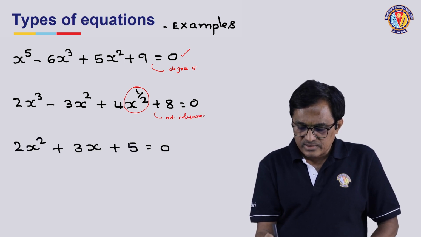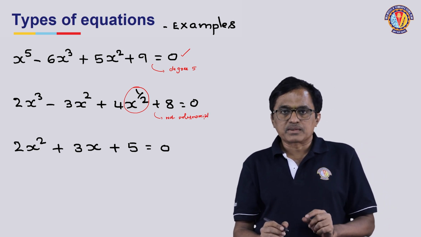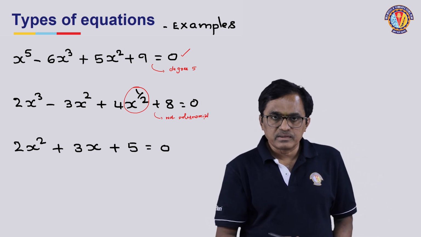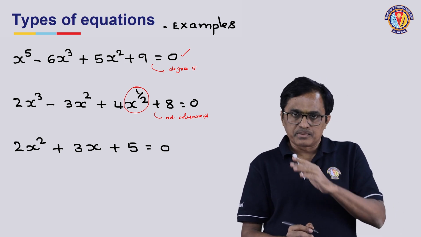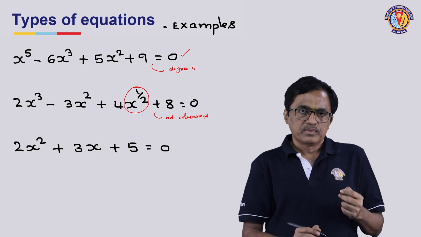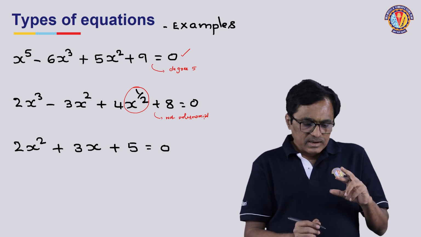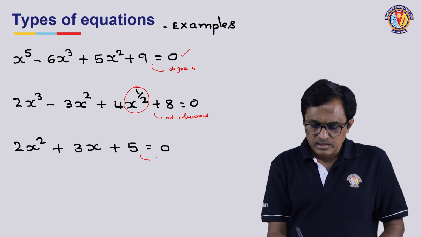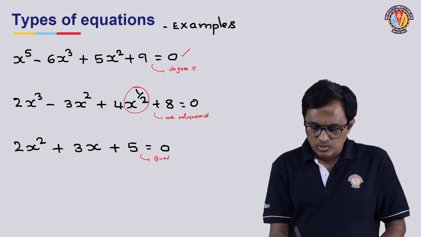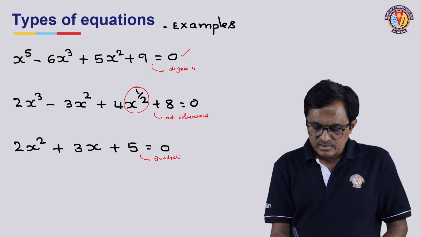What about the next equation? 2x square plus 3x plus 5 equal to 0. Is it a polynomial? Is there any violation here? It is of the form, right? It's a polynomial equation. And what is the degree here? 2, right? So the degree is 2, and we named it a quadratic equation. So this is a quadratic equation.